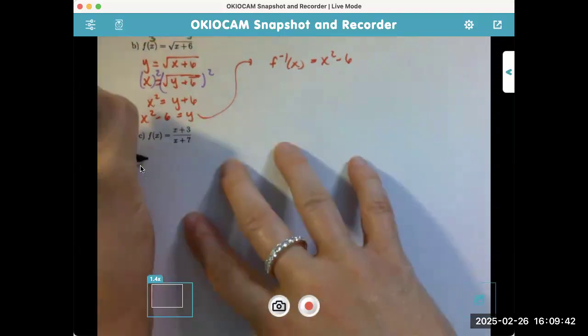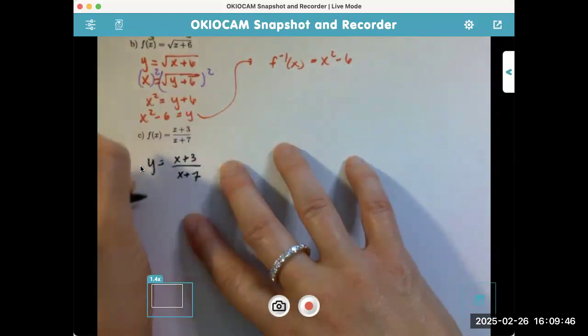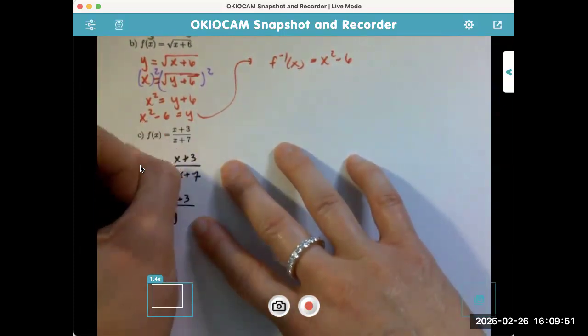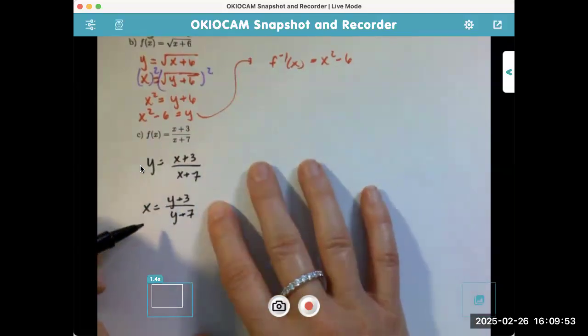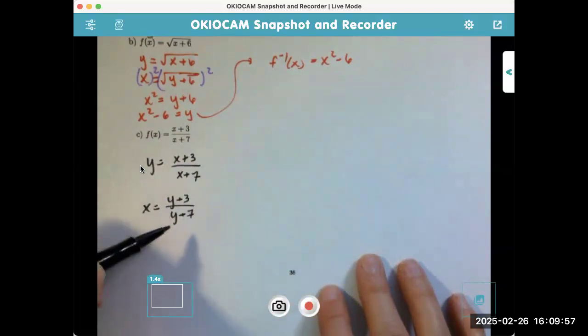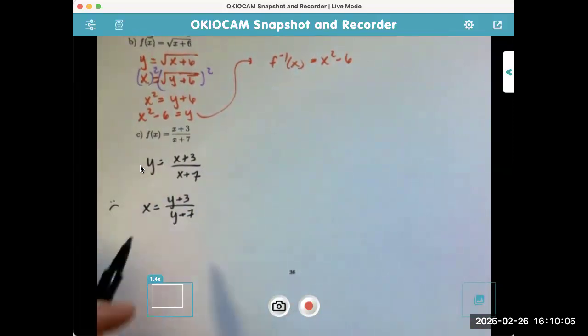Okay, so y equals (x plus 3) over (x plus 7). Now we're going to switch. So x equals (y plus 3) over (y plus 7). Okay, so remember, working backwards, what are we solving for? Y. How many y's do we have? 2. Womp womp. Bad news bears. Right? That makes us sad.